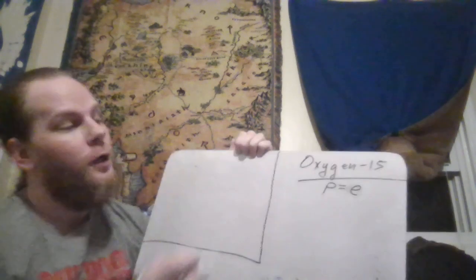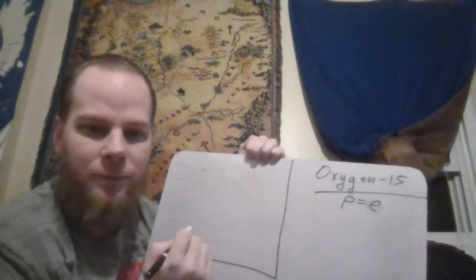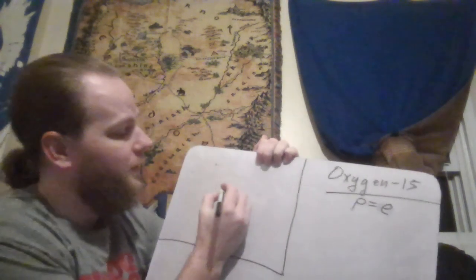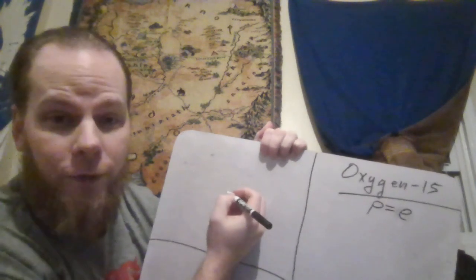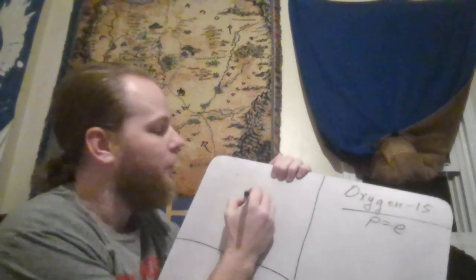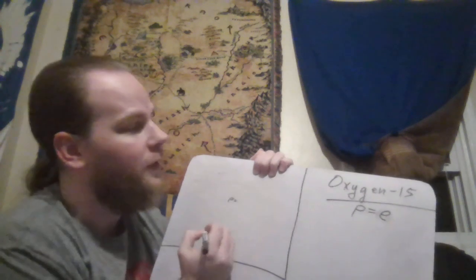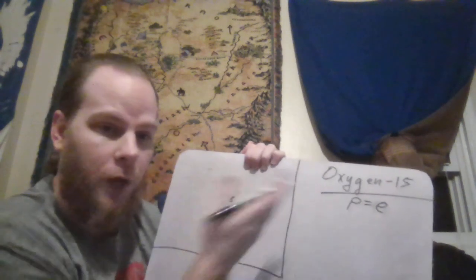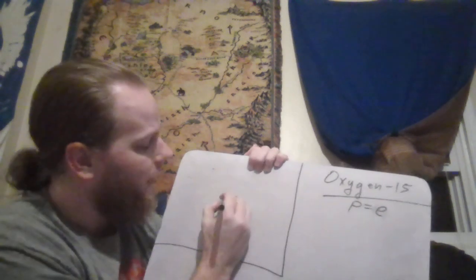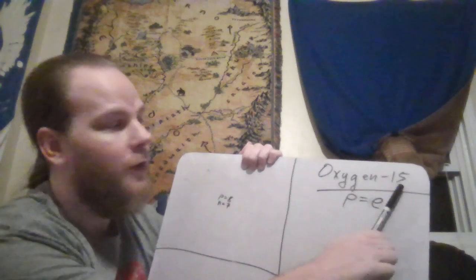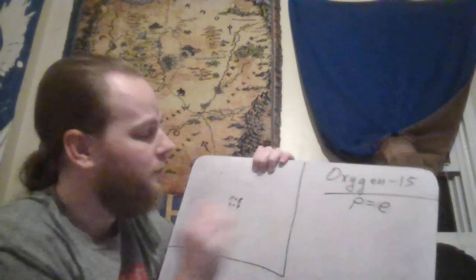All right, so oxygen 15. Obviously, we're going to start out by saying that P, by the way, I'm about to show you the answer, so hopefully you've drawn this already. All right, cool. Okay, so P this time is equal to 8 because oxygen. N is going to be 7 because 15 minus 8 is 7.